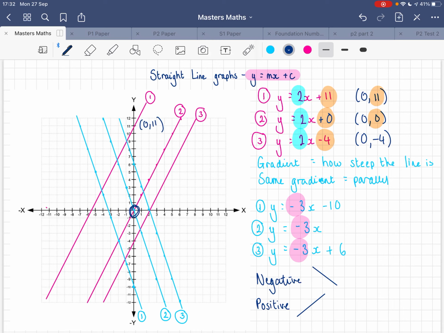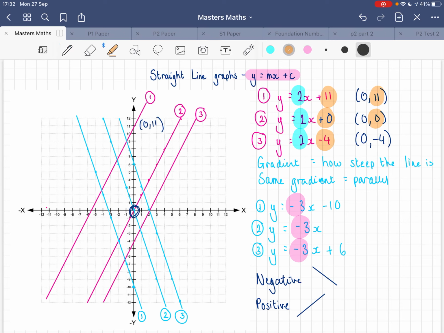And then the third line is crossing at 0, negative 4, and the equation has negative 4 at the end. So that second part of the equation, the number that is added or subtracted from the x part, is telling you where the line is going to cross the y-axis. We can write that as a coordinate, 0, and then the number. So 0, 11 means that it crosses the line at 11 on the y-axis. 0, negative 4 means it crosses negative 4 on the y-axis.